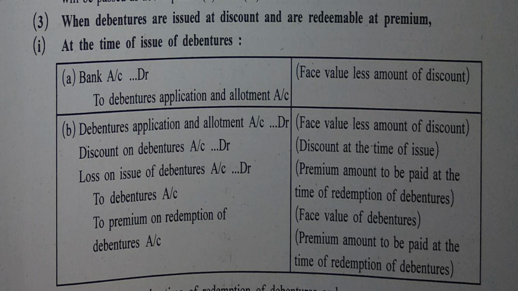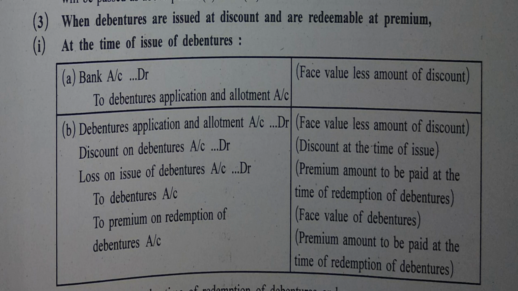Next. And last, I think. When debentures are issued at discount and redeemable at premium. Let us consider a simple example for this. A debenture of rupees 100 is issued at rupees 96. This is issued at discount, of course, and discount is an expense. So in the second journal entry, if you will see, discount on debentures account has been debited. This is the discount that is given by the company at the time of issue of debentures.